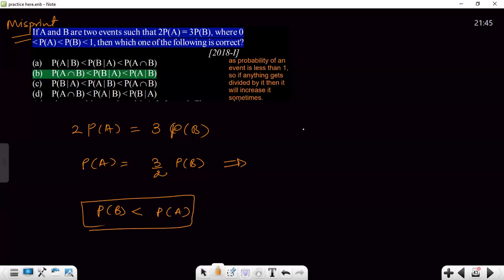Why? Let me write it in ratio format also. P(A) by P(B) is equal to 3 by 2. Where we can see probability of event A has to be greater than, then only it can become a value 3 by 2, which is 1.5. So probability of event A as per this has to be greater than. So this is the conclusion from the given condition.